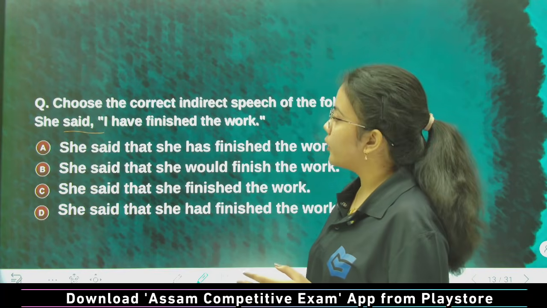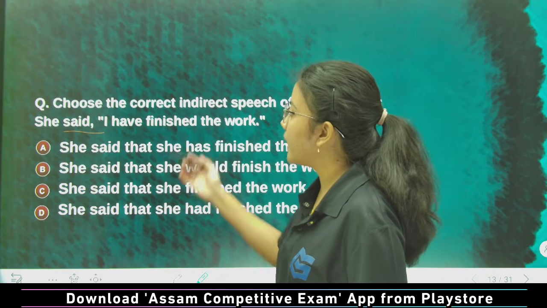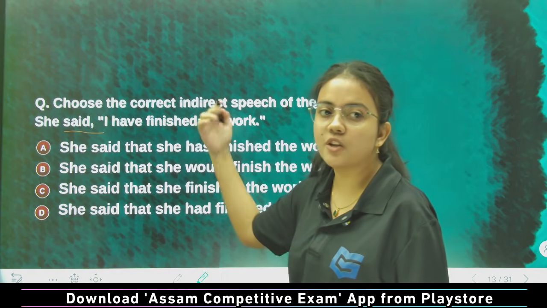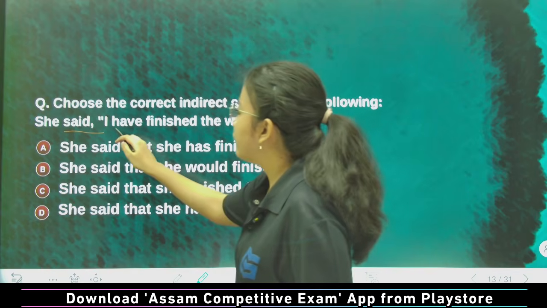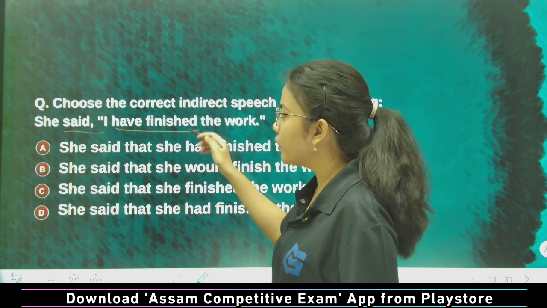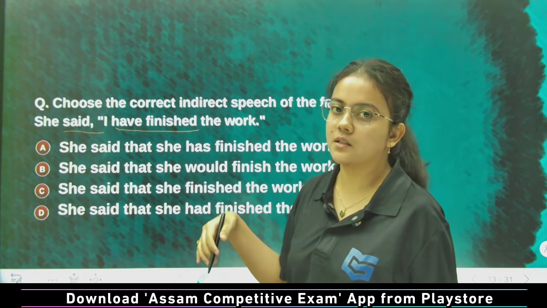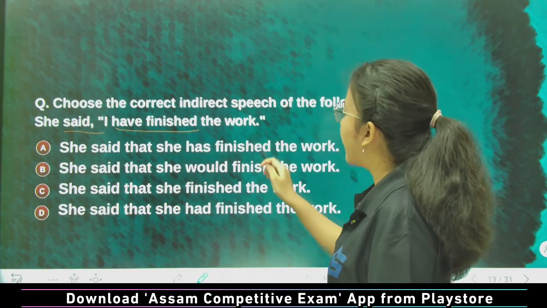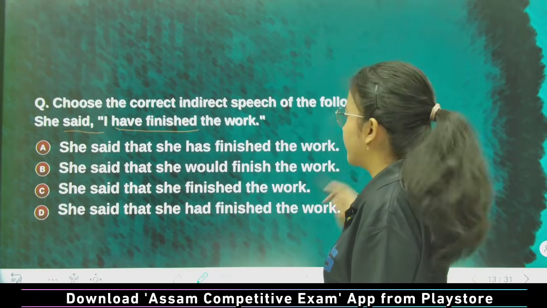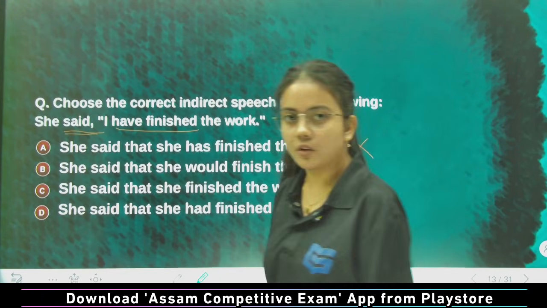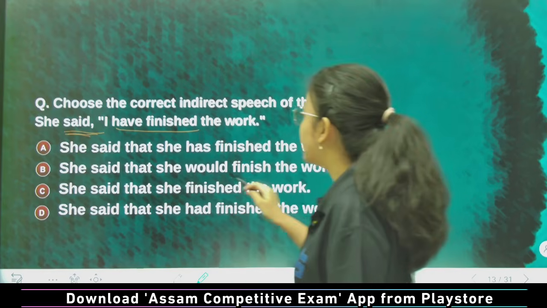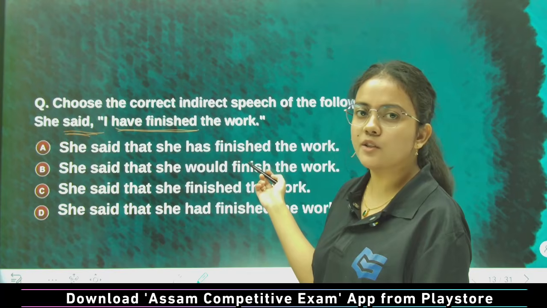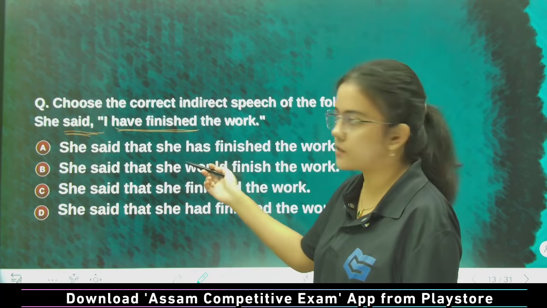If the reporting verb is past, then when we change this direct speech to indirect speech, the verb in the reported speech also changes to past. So the options: A, she said that she has finished the work. This is wrong because the reporting verb is past. If the reporting verb is past, then the reported verb should be past, but here it is present, so this is wrong.